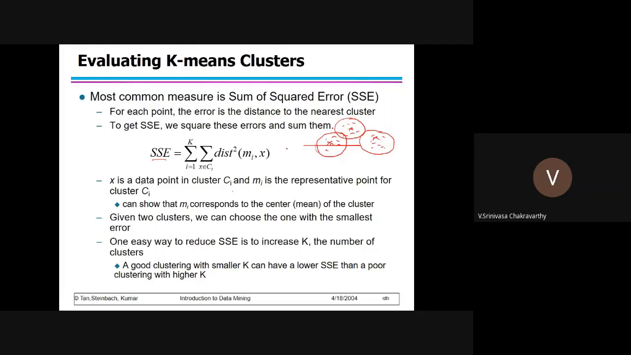Because you are consciously trying to minimize that cost function. Now, how does it tie in with our original definition of clusters? A cluster is something where the intra-cluster distances are small and inter-cluster distances are large. In k-means clustering, what are we doing? We are trying to consciously minimize intra-cluster distance. Even that we are doing in a special way.